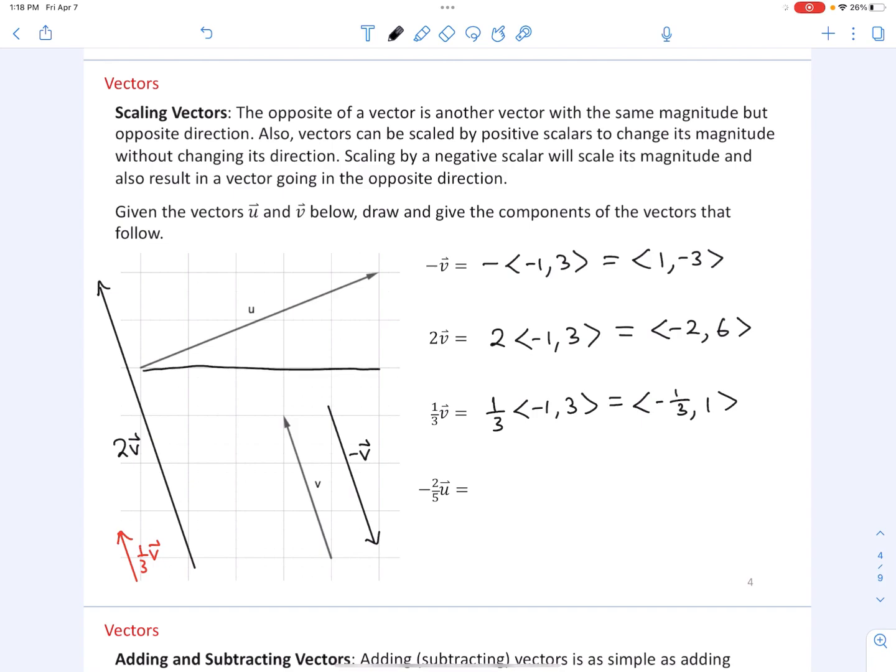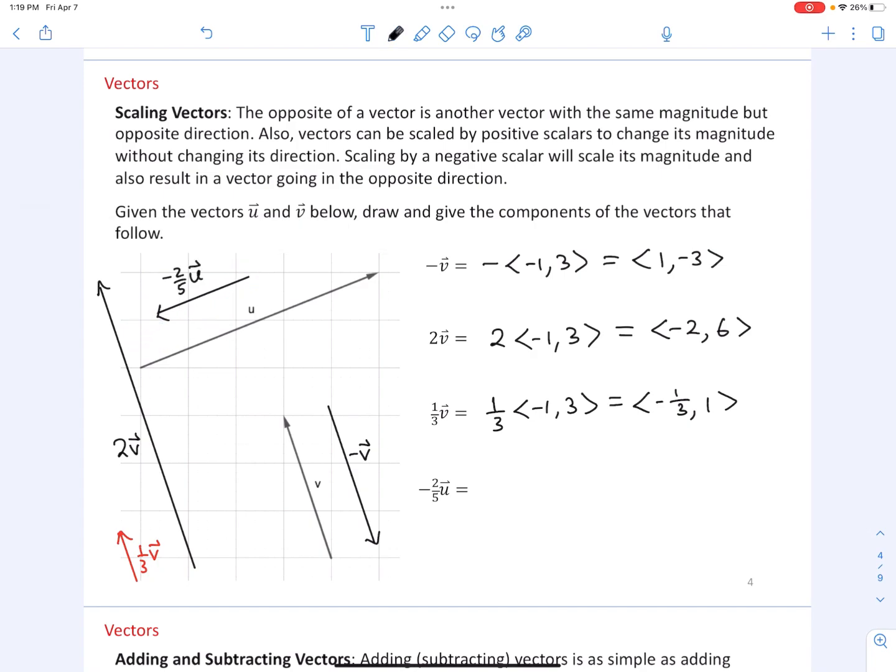So if we go to the right 5 here for the vector u, then I'm only going to want to go right 2. That would be 2/5 of 5, and then go up to there. And so this vector right here, this is 2/5 of u. But we want -2/5 of u, so not only do we have to change its magnitude, but then also change its direction. And so this vector is -2/5 of the vector u.